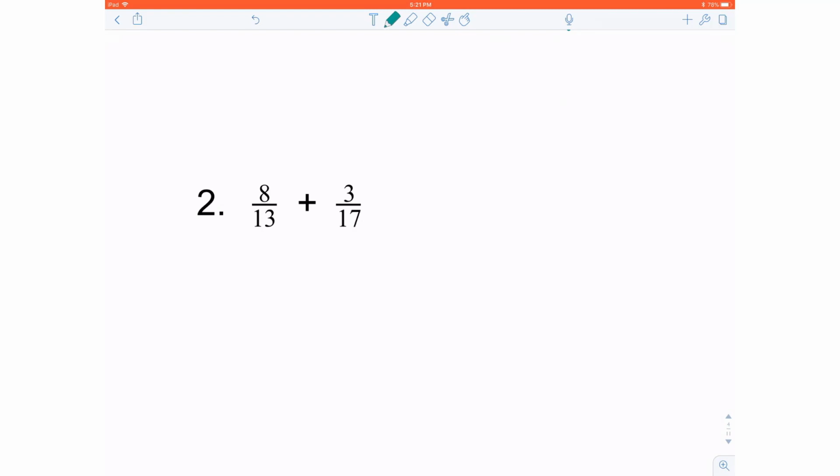Go ahead and give this one a try on your own. Remember, we're making the denominators the same by multiplying them by each other. I'm going to give you a second to try it out, and then I'll go over it with you.